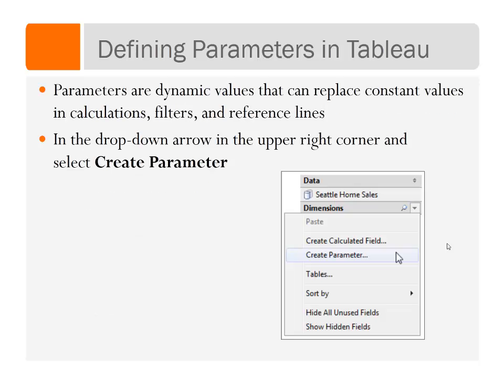So some of the defining parameters in Tableau are parameters or dynamic values that can replace constant values in calculations, filters, and reference lines.